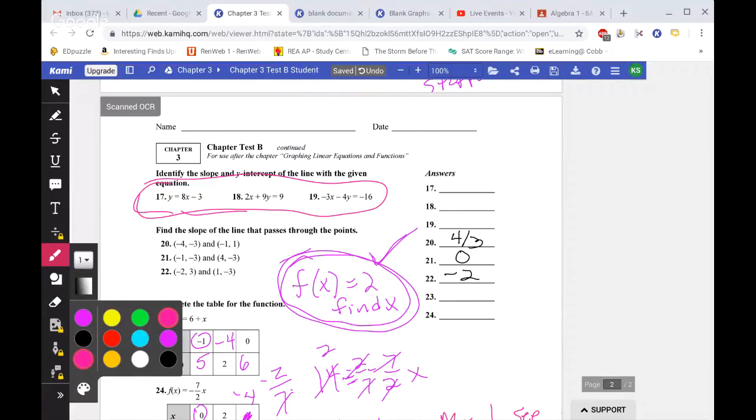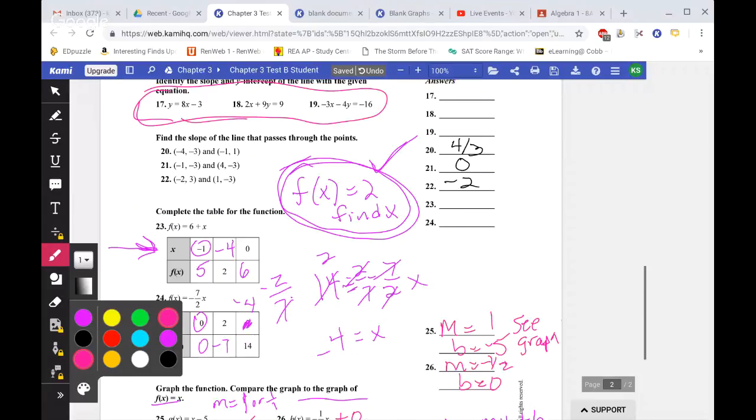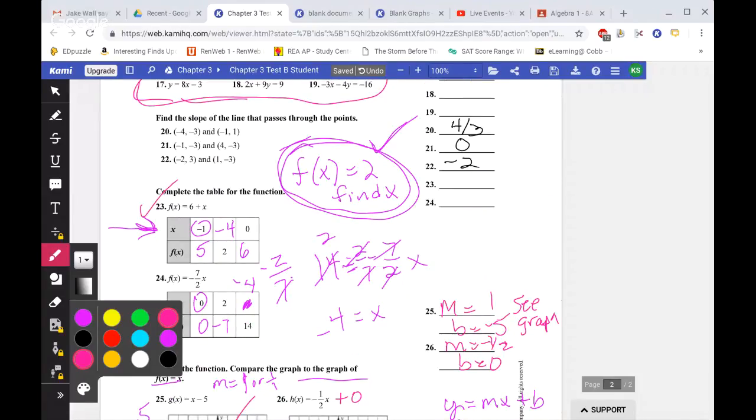That's easy enough. On the test. So just so that you know, there are 6 questions like that. There is 1 function table like that.